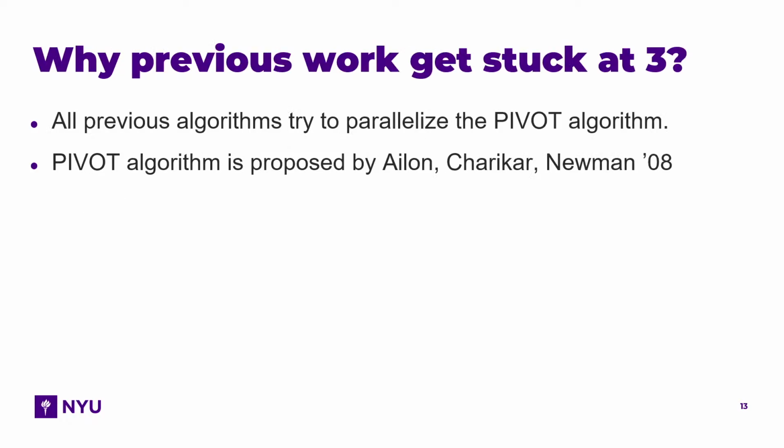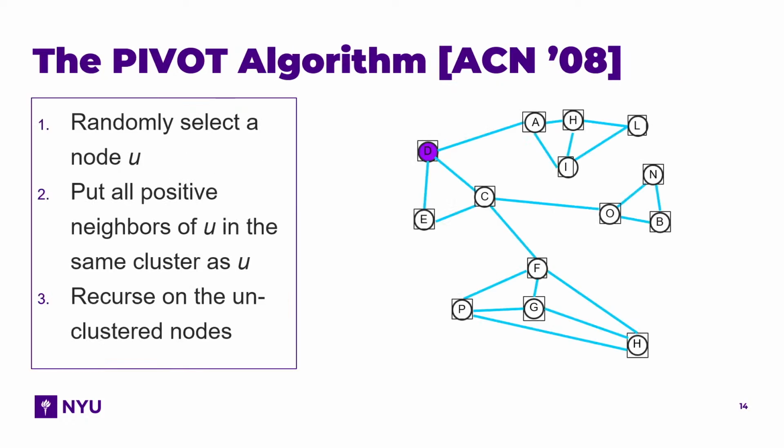So why does previous work get stuck at 3? Just because all previous algorithms actually try to parallelize the Pivot algorithm. This is a very fancy line of work, and once you know the algorithm, you will say they really give a good line of work for this algorithm, the Pivot. But the Pivot algorithm can only provide a 3 approximation guarantee. So what is the Pivot algorithm? In short, this algorithm is a greedy maximum independent set.